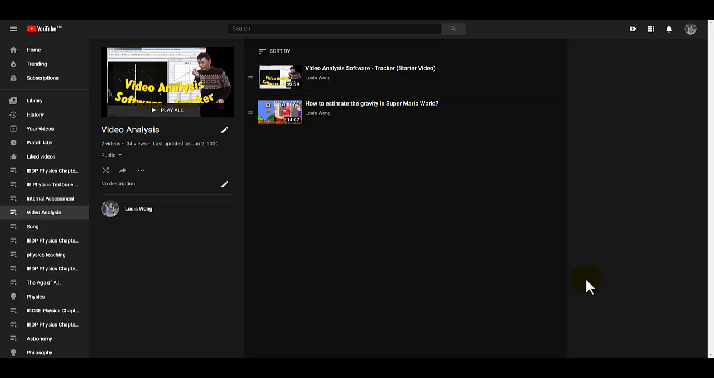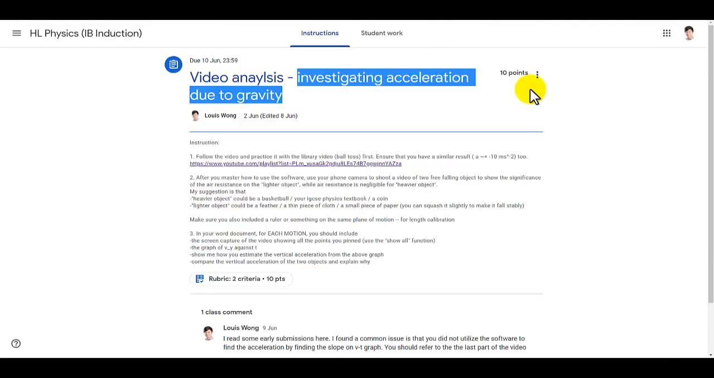So after I created the 2 videos about how to use the video analysis tool called the tracker, I created an assignment for my students to simply apply the software and the skills that they learned from the previous 2 videos, and the task would simply be investigating the acceleration due to gravity, because that will probably be the easiest thing that you can do.